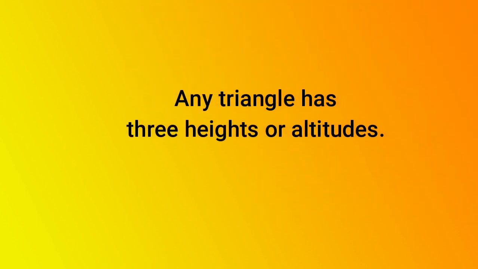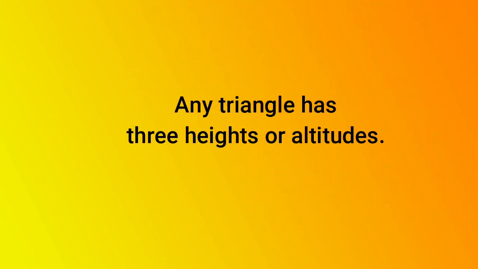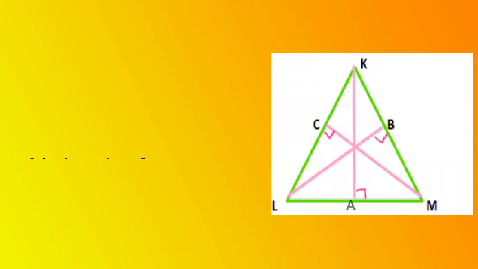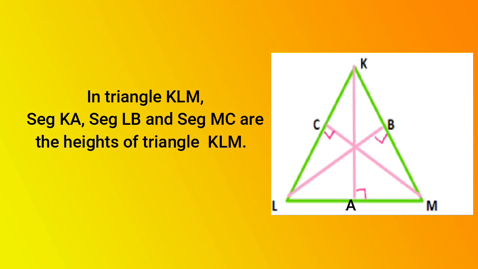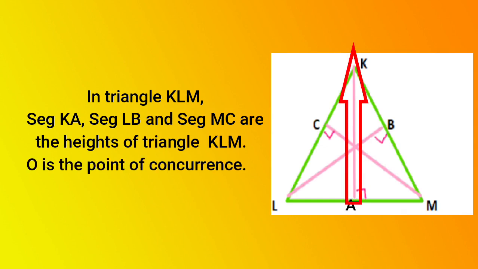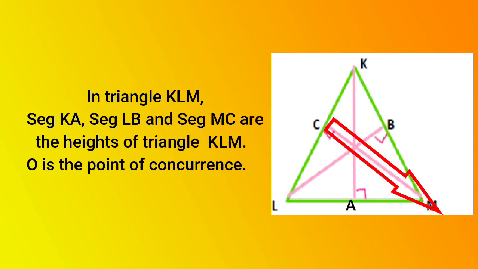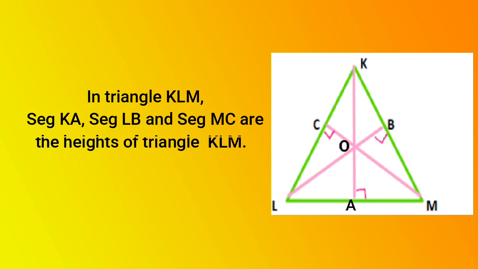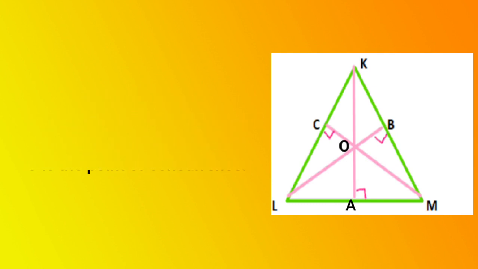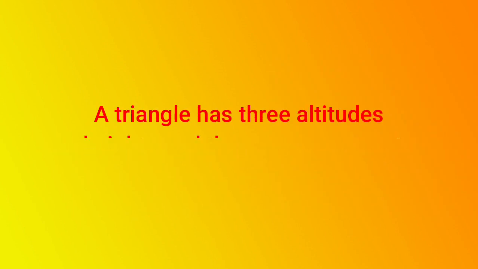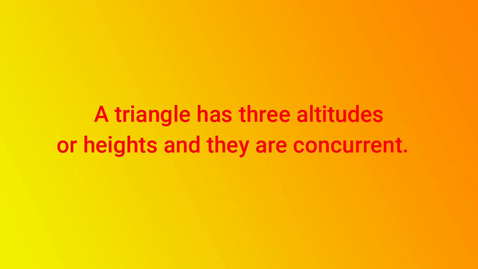Any triangle has three heights or altitudes. Now look at this figure. In triangle KLM, segment KA, segment LB and segment MC are the heights of triangle KLM and they intersect at point O. Thus, O is the point of concurrence. Thus, a triangle has three altitudes or heights and they are concurrent.